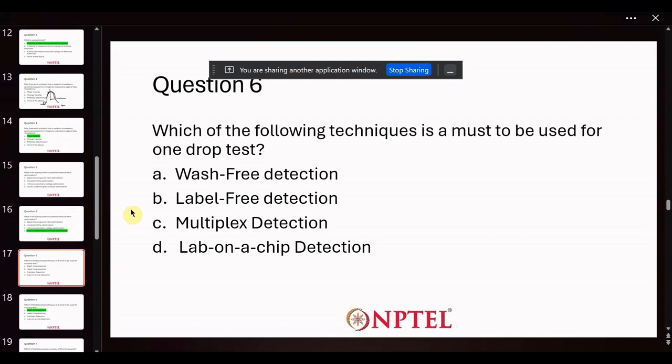Which of the following is a must to be used for a one drop test? Wash free detection, label free detection, multiplex detection, lab on chip detection. So basically when you want to do a one drop test, you put one drop of your sample, and you want to get the biosignal. So you don't want any labeling element, or any secondary antibody kind of thing that is going to happen in your entire system. So what do you think will be the answer for this?